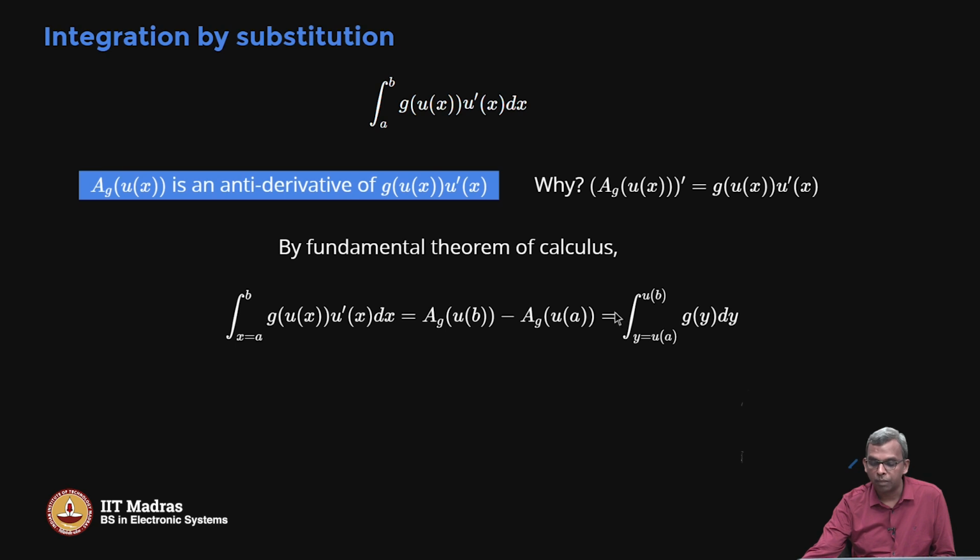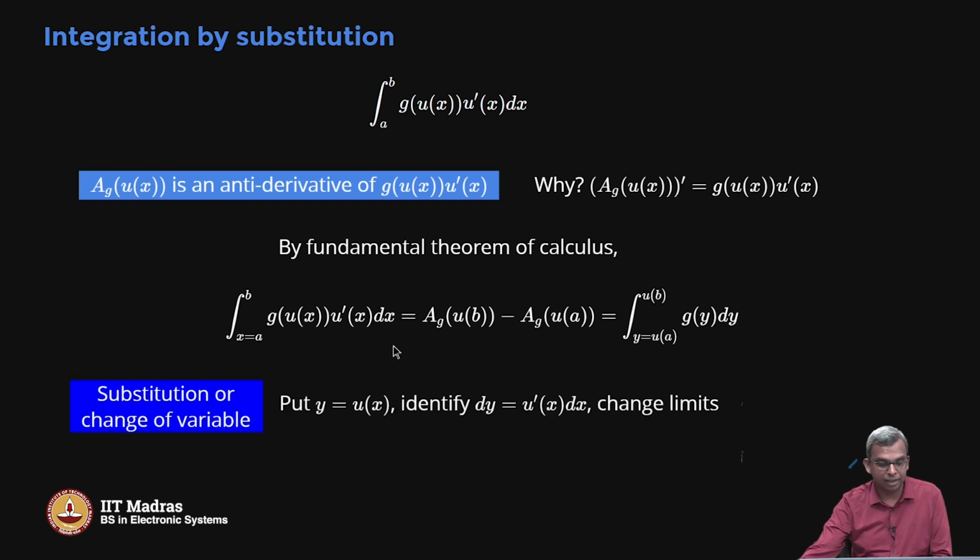Do you agree? Right? If you do this, what is the antiderivative of g? It is AG. So, the antiderivative of g evaluated at u of b is AG of u of b minus AG of u of a. Okay? So, this is the idea behind doing substitution. Okay? What people think of this as is substitution or change of variable. In this integration on the left here, I am going to put a new variable y to be equal to u of x. Okay. So, this is the core of the substitution idea.